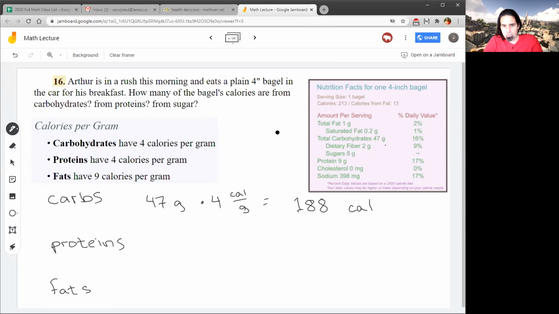Proteins, right there, 9. And it's again times 4. Then fats is a little funny. We have on one hand, total fat is 1 gram. So we would expect that we could multiply by 9 and get 9 calories. On the other hand, it tells us up at the top, calories from fat is 13.